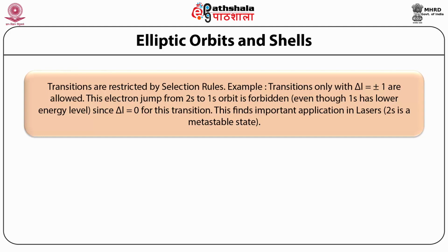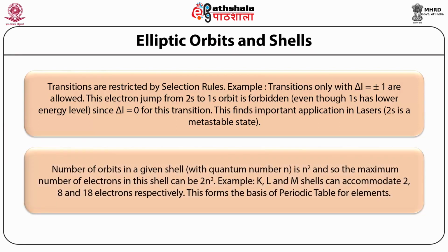That is, this 2s state is called a metastable state, because it cannot decay into a 1s state. That is forbidden by the selection rule. And the second thing is that the number of orbits in a given shell with quantum number n is n square, and therefore, since each orbit can accommodate 2 electrons by the Pauli principle, the number of electrons in these shells can be 2n square. For example, K, L, and M shells can accommodate 2, 8, and 18 electrons respectively. This forms the basis of the periodic table of elements. Regarding the selection rules, we'll come back to this again while talking about the Schrödinger equation.